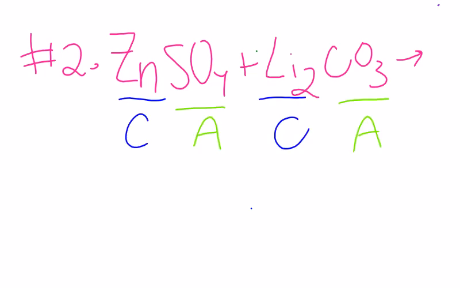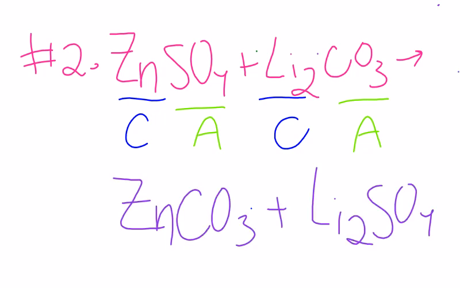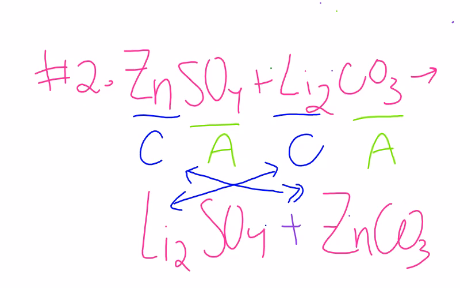To start off, we will be replacing the cation, labeled in blue, and the anion, labeled in green, between the two compounds. So now the new products will be ZnCO3 plus Li2SO4. Note that to do double displacement reactions, all we have to do is replace the anions or the cations, and you will still get the right answer.